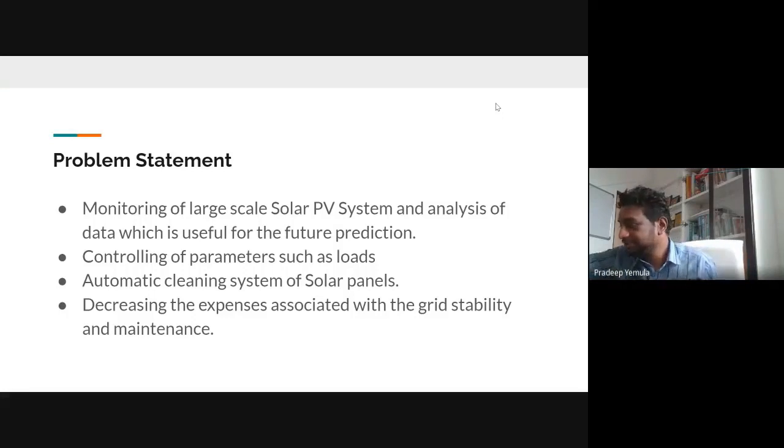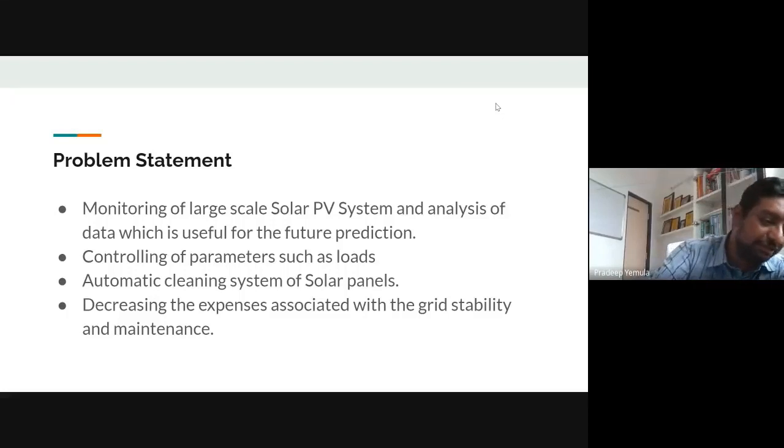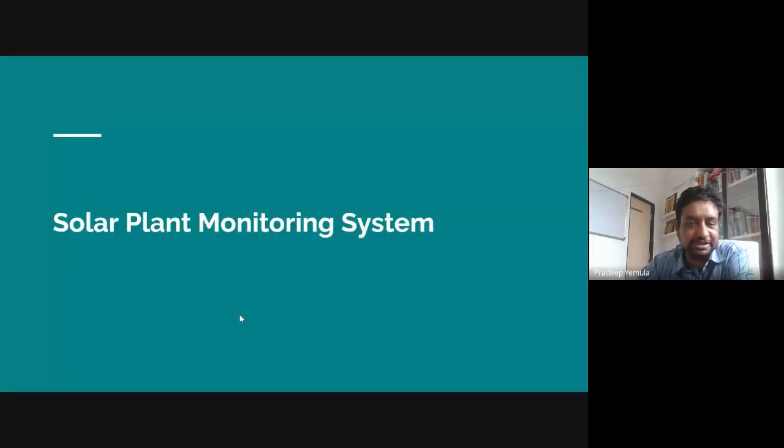What is the problem statement? This is a small part of my MTech students' work. We have a 5 kilowatt solar panel, and on that my MTech student is doing some kind of analysis. The point is monitoring of large-scale PV system and analysis of data, which is helpful for future prediction, controlling of parameters such as load, automatic cleaning, and decreasing expenses. So these are some of the things.